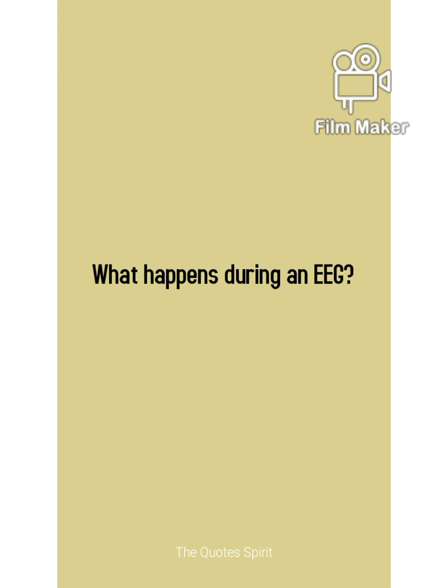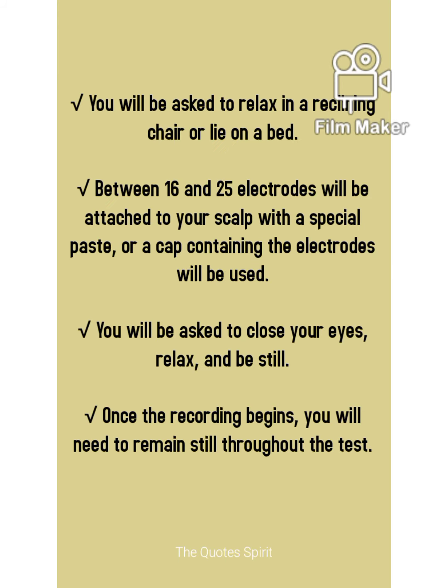So what happens during an electroencephalogram test? What happens during an EEG test? As you can see on the screen, these are some points you are told by the healthcare provider who is giving you the EEG test. You will be asked to relax and lie on a bed. Between 16 and 25 electrodes will be attached to your scalp with a special medical paste or glue, or a cap containing the electrodes.